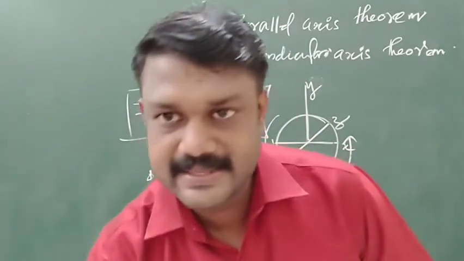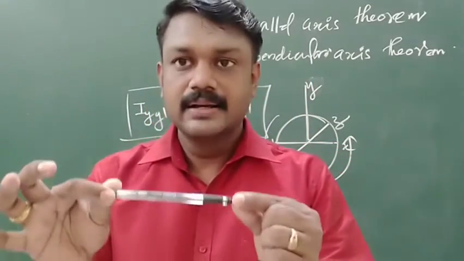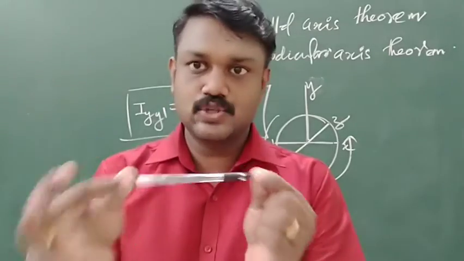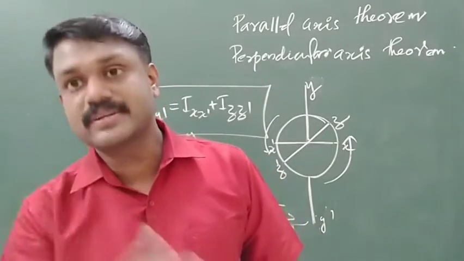I already told you this is an example for a thin rod or a bar, and it can rotate at the center or at one of its ends. So what will happen to the moment of inertia? Those are equations you have to learn.